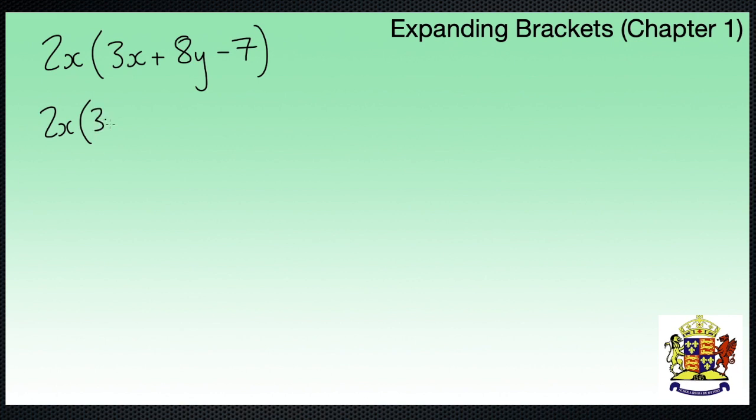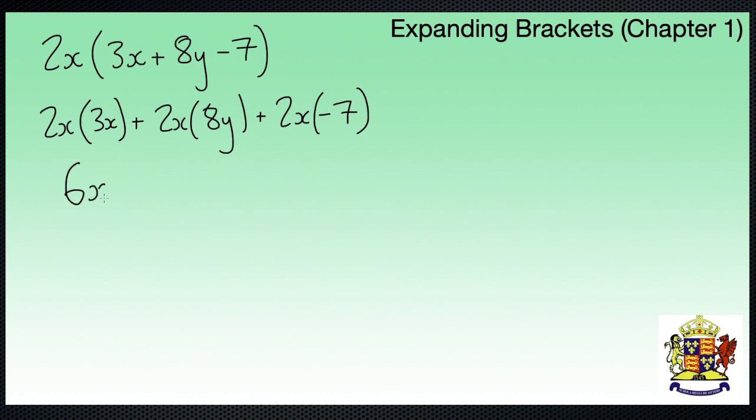So if I start by writing this single bracket, 2x brackets 3x plus 8y minus 7, what we would do to expand this essentially is 2x times by 3x plus 2x times by 8y plus 2x times by minus 7. Now, you may not necessarily write it out this way, but this is essentially what you're doing in your calculations. So when we work this through, we get 6x squared, 16xy, minus 14x.